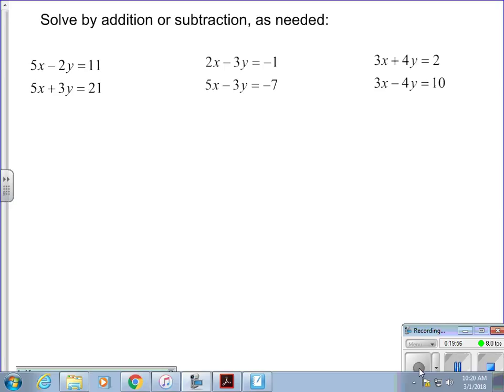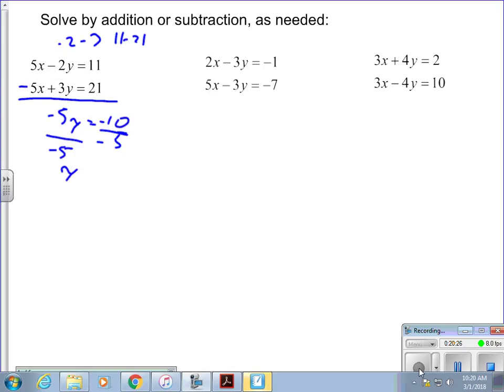I look at these equations and I need to decide, do I add or subtract? On the first one, I have two that are exactly the same, so I subtract. 5x minus 5x is gone. Negative 2 minus 3, negative 5y equals 11 minus 21, negative 10. Divide by negative 5, y equals 2.